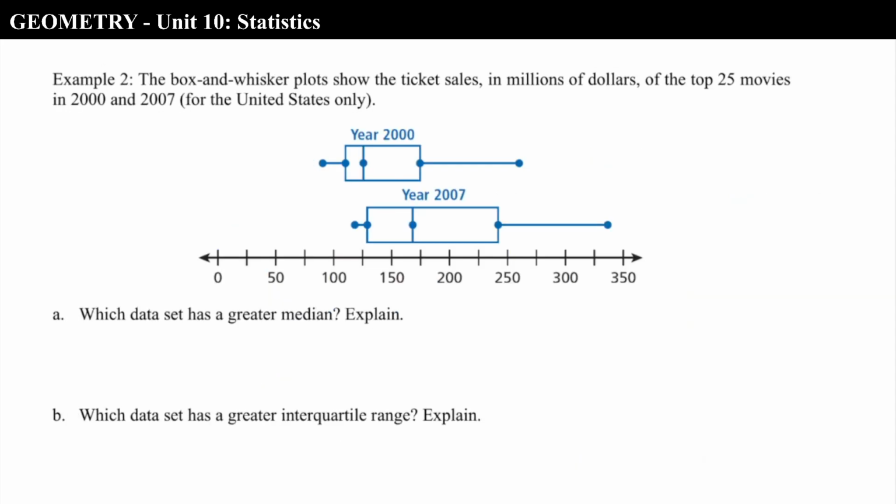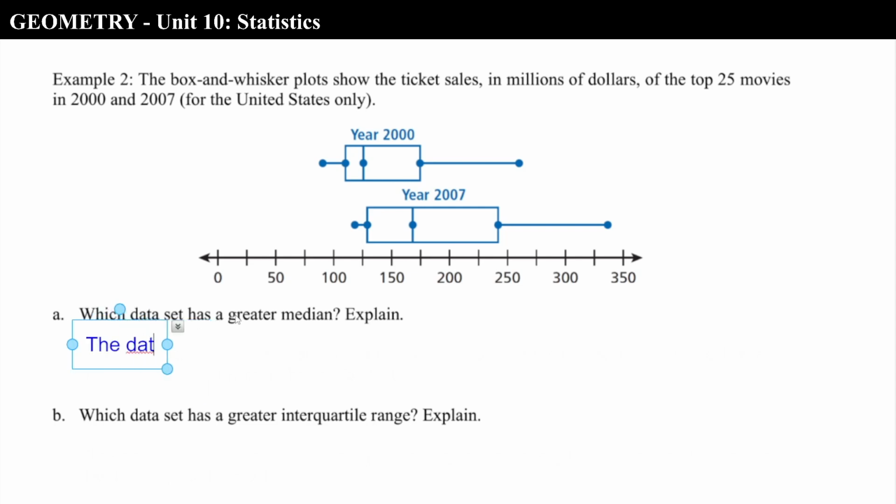The box and whisker plots show the ticket sales in millions of dollars of the top 25 movies in 2000 and in 2007 for the United States. Which data set has the greater median? And we want to explain. So I'll go ahead and type this out just so you can read it a little better, because we do have to do some explaining.